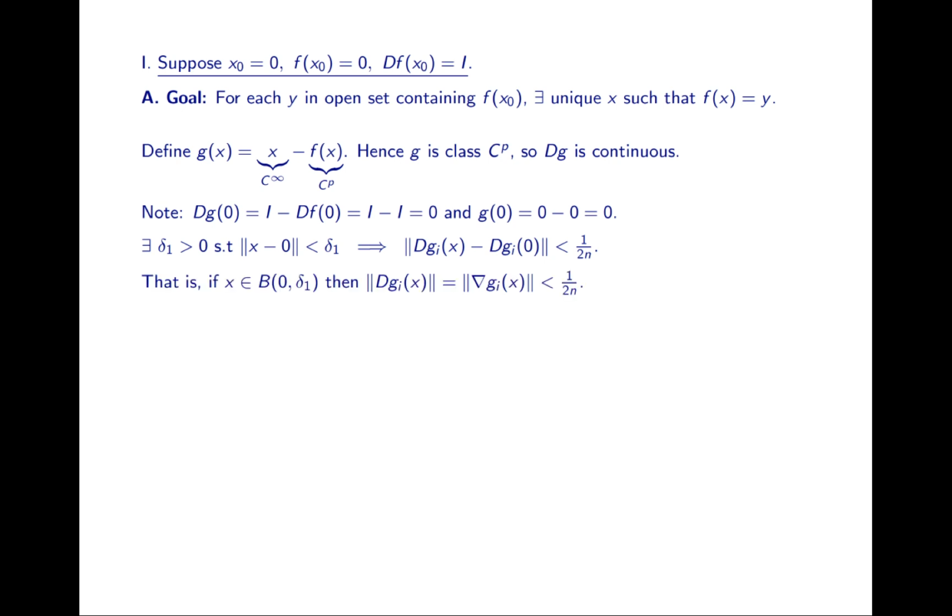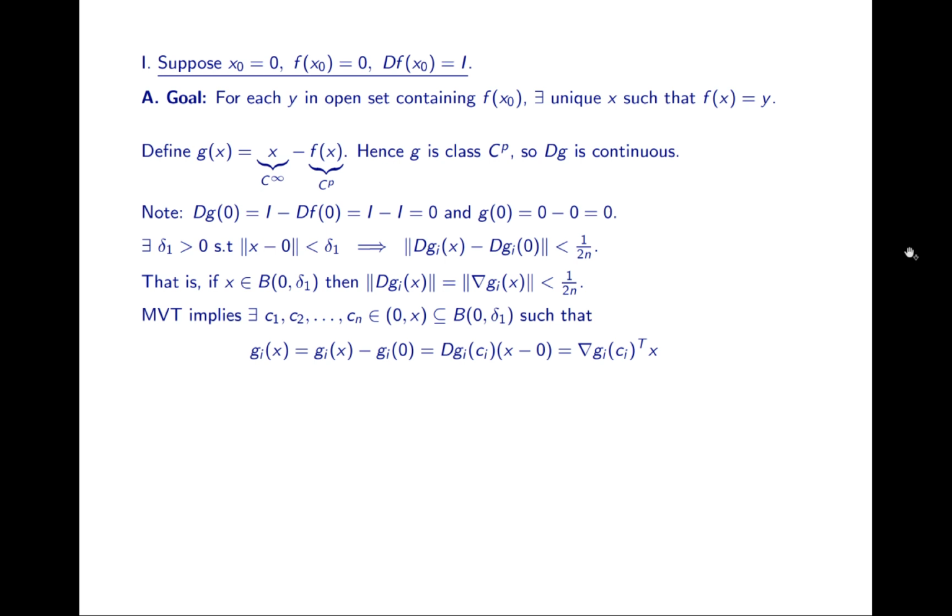So in other words, if x is in an open ball centered at 0 with radius delta 1, and of course this condition and this condition are the same, we're just using different notation to say the same thing, then the derivative of the ith entry of g, remember this is 0 because the derivative of g at 0 is 0, is equal to the gradient, because remember the derivative of g_i is the gradient transpose. And of course the transpose doesn't affect the norm, so we're only considering here the norm. So the norm of the gradient of g_i is less than 1 over 2n. So this statement and this statement are equivalent.